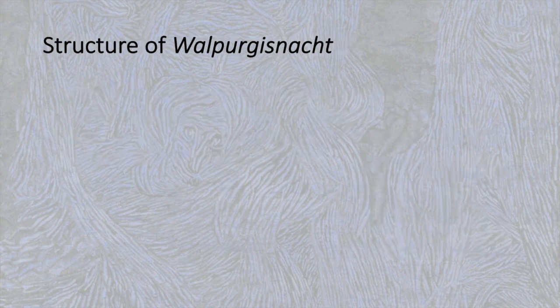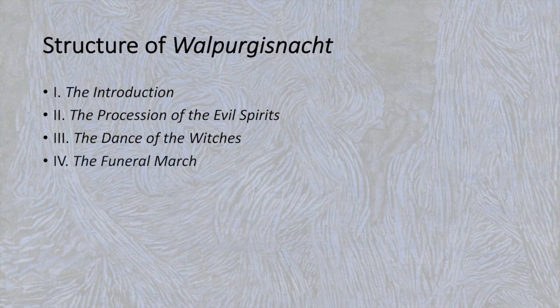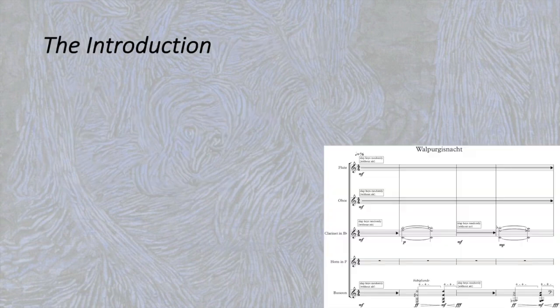The Walpurgisnacht is made up of 5 sections: the introduction, the procession of the evil spirit, the dance of the witches, the funeral march, and sunrise, hymn of peace. Each of these sections depicts different scenes in the feast.